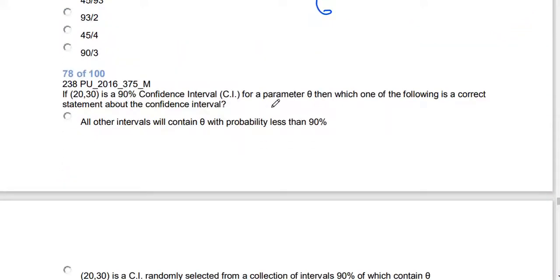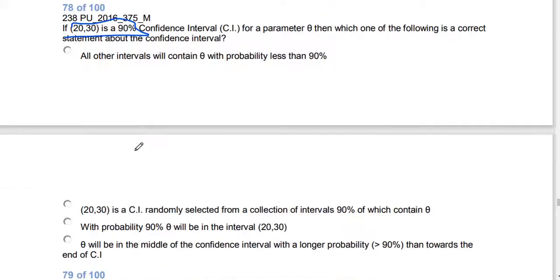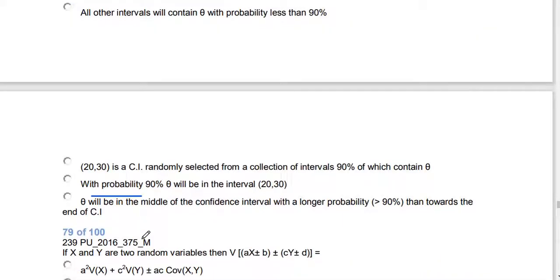Which is a confidence interval for parameter theta? Which one of the following is correct? 90% of confidence intervals for the given parameter. Okay, with probability 90%, theta will be inside the interval in this question. This will be simple. You can just give the interpretation of that question.